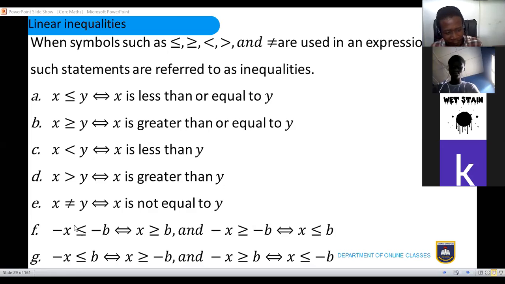For instance, negative x is less than or equal to negative b. So when we multiply through by -1 or divide through by -1 to make the left-hand side positive, the coefficient of x to be positive, then the inequality sign must change to greater than or equal to. And when we have negative x greater than or equal to negative b, and I divide through by -1 or multiply through by -1, then my inequality sign also must change to less than or equal to.